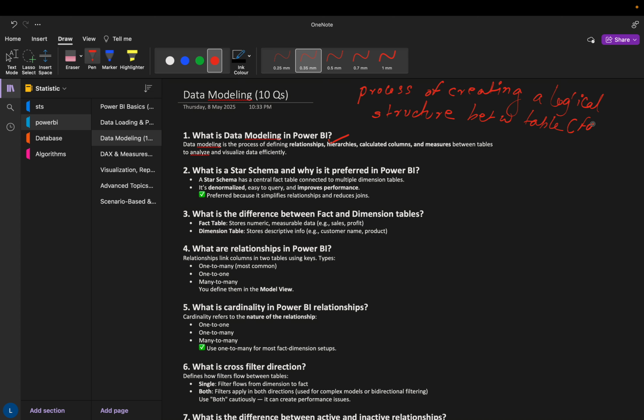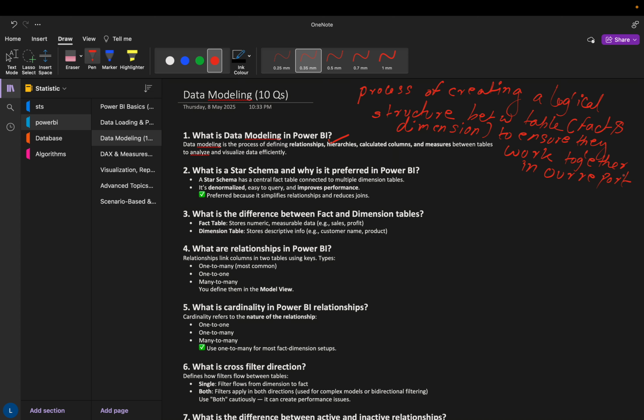We normally have two types of tables. One is fact and another is what? Dimension. All right, to ensure they work together in our report. Here we normally create relationships in tables.